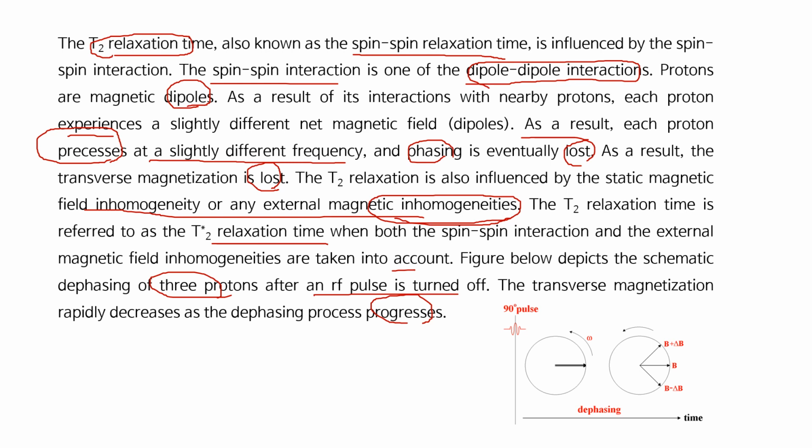The transverse magnetization rapidly decreases as the dephasing process progresses. We already said that here also there are 3 nuclear spins. After the 90-degree pulse is turned off, because of the interaction between neighboring spins, each spin has a slightly different magnetic field. So they feel slightly different magnetic fields, so the precession frequency of each nuclear spin becomes different, so phasing is lost.